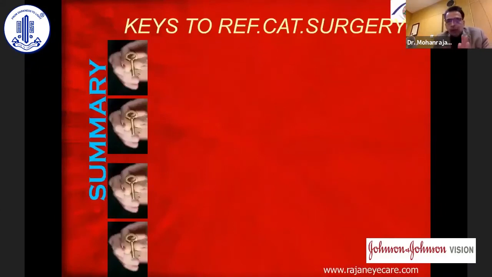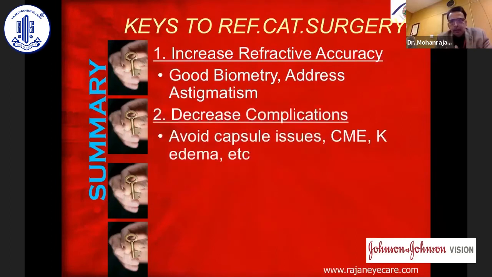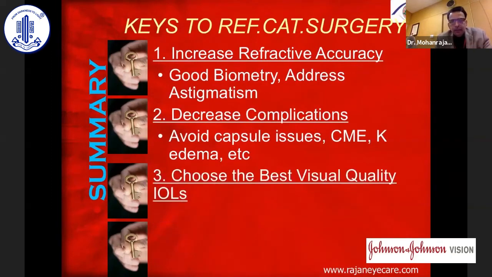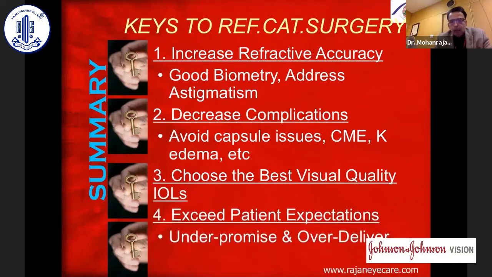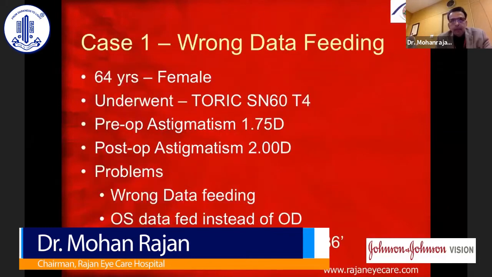Toric IOLs, what can go wrong? That's what I'm going to talk about in the next 5 or 6 minutes. The keys to refractive cataract surgery: number one, increase the refractive accuracy. Number two, decrease the complications. Number three, choose the best visual quality IOLs. Number four, exceed the patient expectations, which is under promise and over deliver.